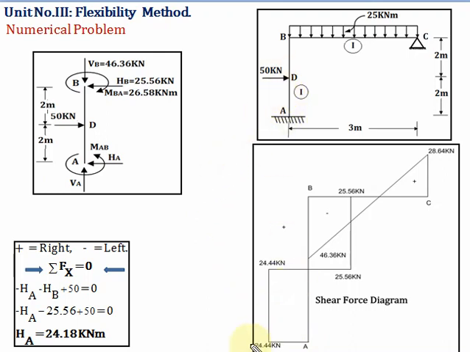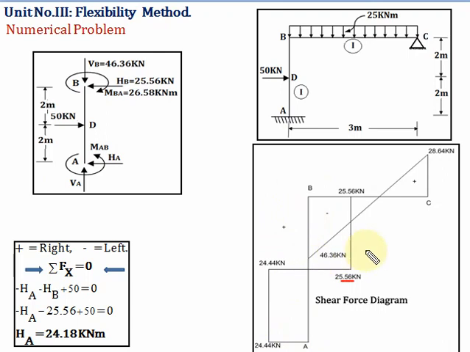So in member AD there is no load, so there we have to join by a horizontal line. Here also the value will be the same, that is 24.18. Now at point D there is a point load of 50 which is acting toward the right hand side. So 24.18 minus 50, so we'll get the value minus 25.56. In portion DB there is no load, so here the values will remain the same, and here it will be 25.56. The horizontal reaction at B is 25.56 and acting towards the left side. So here it will come to the B. So this is the shear force for member AB.